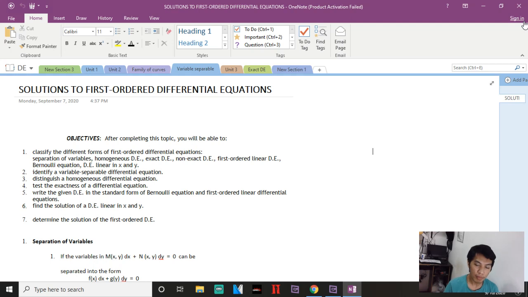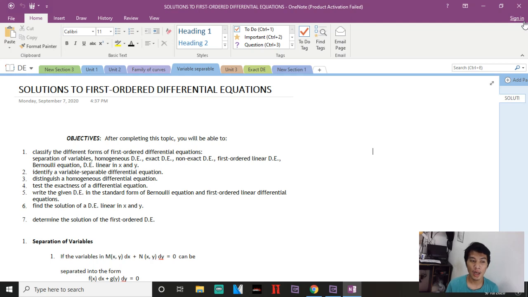Okay? Ano nga ba yung mga bagay na kailangan natin gawin pag variable separable? Ngayon, from the word itself, separable. Okay? We will separate the variables in general. We will separate the variables of y and then the variables of x. Okay? Where we will get their differentials.